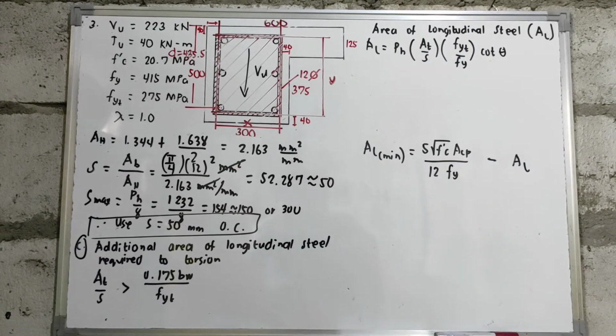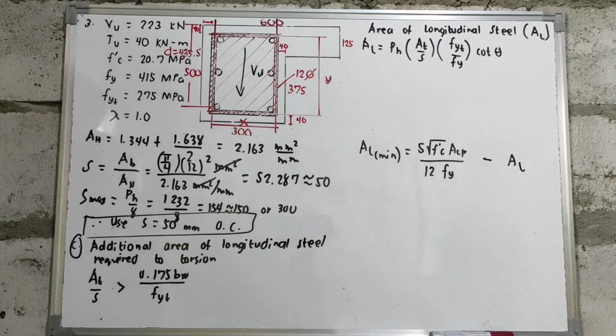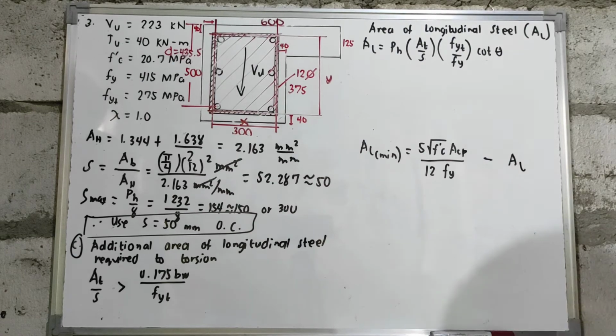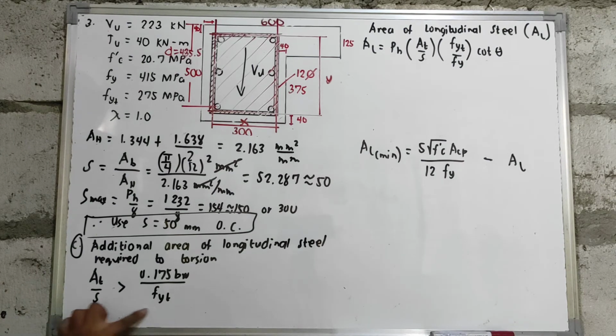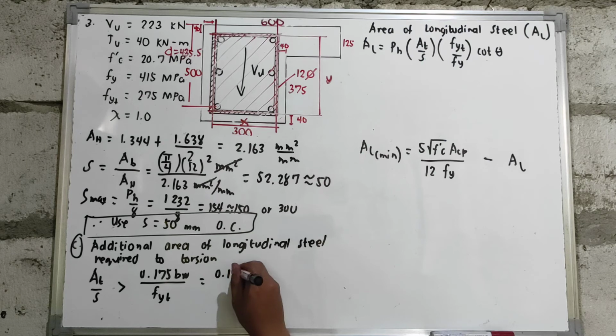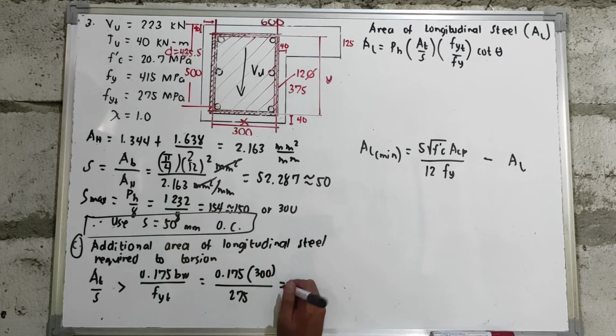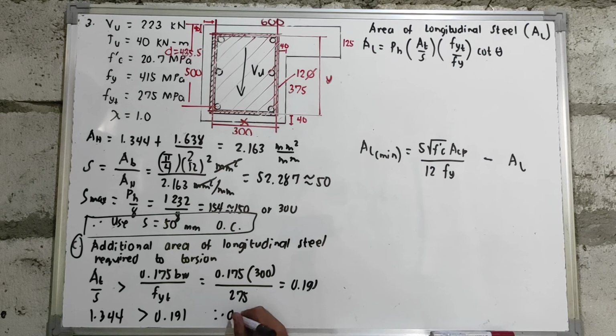Yung susunod na tinatanong sa problem, what is the additional area of longitudinal steel required for torsion? Hanapin natin yung additional area natin sa longitudinal. So for this one, kailangan muna natin ipag-compare yung value ng AT over S to this criteria. So meron tayong 0.175 multiplied by yung BW natin na 300 over yung FYT natin na given na 275. So you will have a value of 0.191. Wherein yung AT over S natin, that is equal to 1.344. Iko-compare natin yan sa 0.191. Since it is greater, therefore, okay siya.